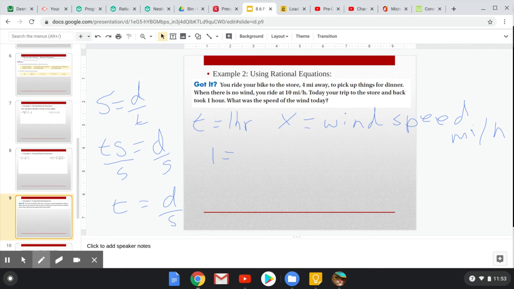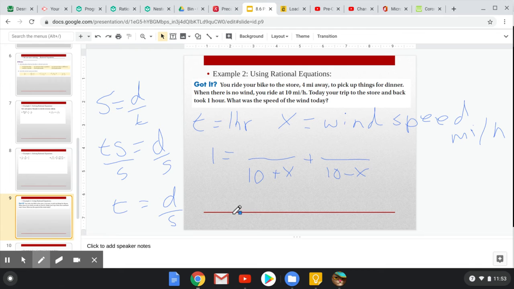We don't know which direction the wind is going, but we do know that in one direction the wind is going to be helping us, making us go faster, and in the other direction the wind is going to be slowing us down. So the speed in one direction is going to be 10, because with no wind we ride 10 miles per hour, 10 plus the wind speed. And going the other direction, it's going to be 10 minus the wind speed.